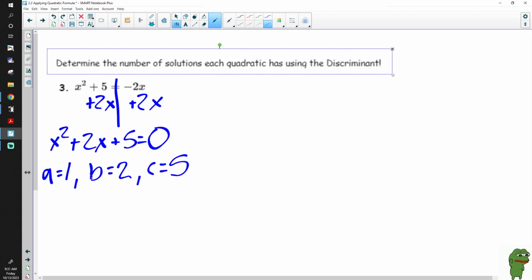So what's the discriminant again? Say the discriminant. I forgot. B squared minus 4ac is our discriminant. Okay, so we're just going to plug in b squared.